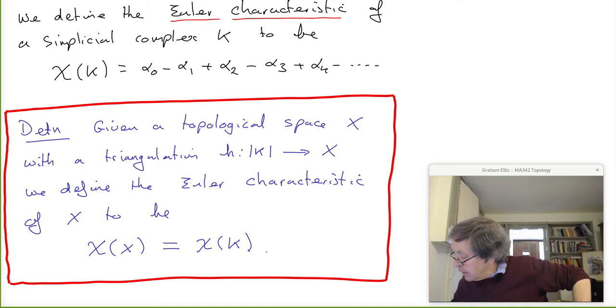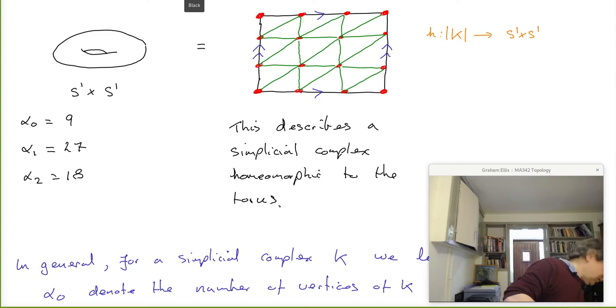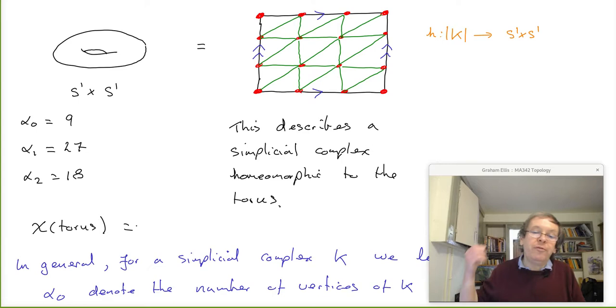Let's just go back and work out the Euler characteristic of the torus. So the Euler characteristic of a torus, how do we do it? Well, first of all, we have to construct some triangulation. I've just done it.